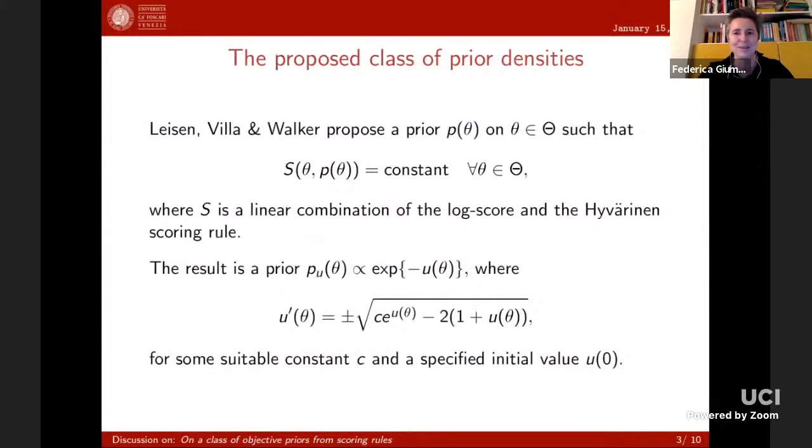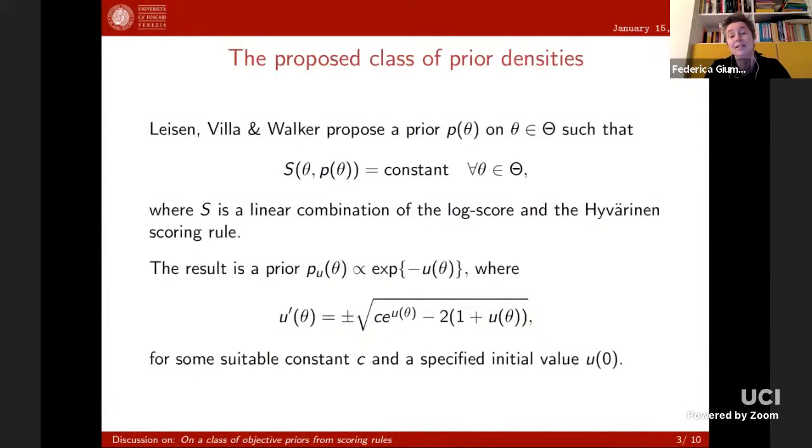So first of all, a summary slide, but the notation is the same as used by the authors in the paper. So the main points are, the starting point, which is setting a scoring rule equal to a constant. I think this is a very brilliant idea for defining an objective prior. In particular, the authors used a special mixture of the log score and the Hyvärinen scoring rule.